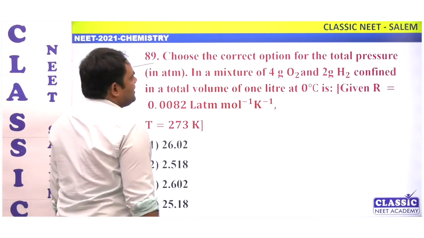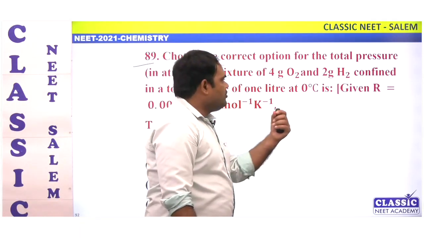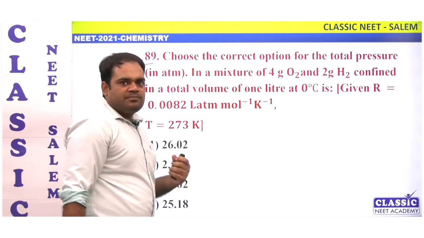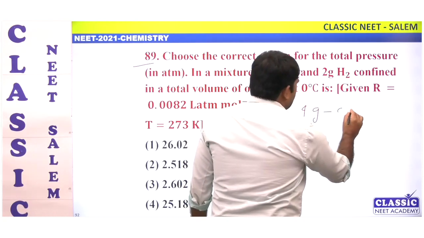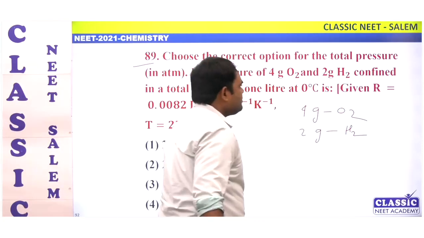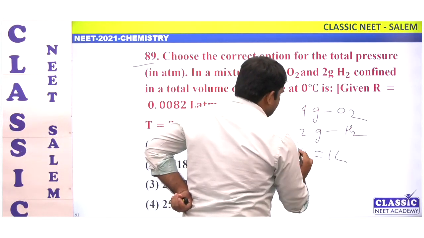Here, choose the correct option for the total pressure in a mixture of 4 gram of oxygen and 2 gram of hydrogen confined in a total volume of 1 liter. So beta, oxygen is given as 4 gram and 2 gram of hydrogen, and the volume is given here as 1 liter.